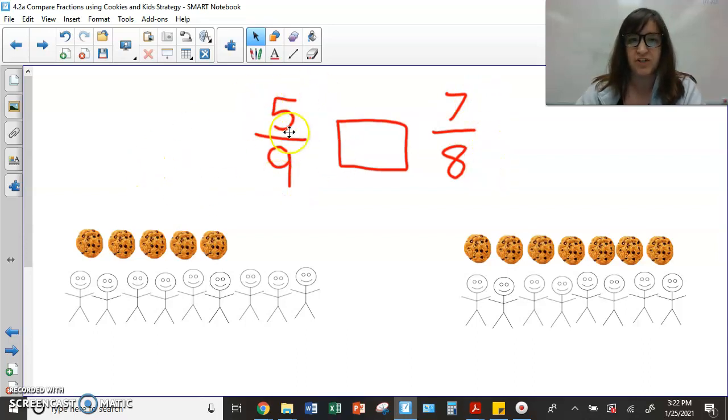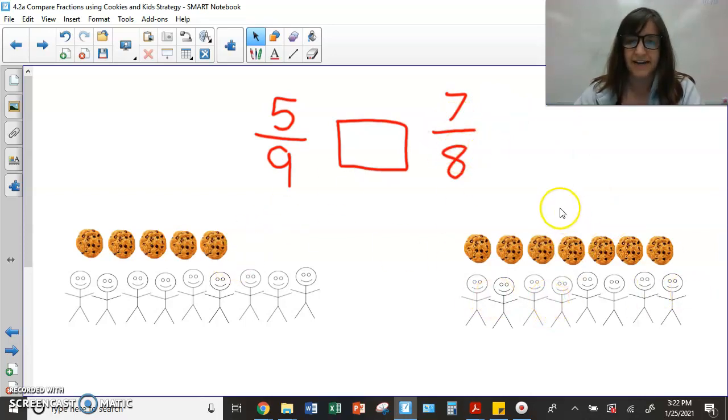Well, I'm going to think about my numerator as the number of cookies, okay? And I'm going to think about my denominator as my number of kids. And this is the number of cookies that I have to share with the kids. Well, over here I have 5 cookies, just like my numerator, and I have 9 kids. And then this picture over here matches the 7 cookies in my numerator and the 8 kids in my denominator.